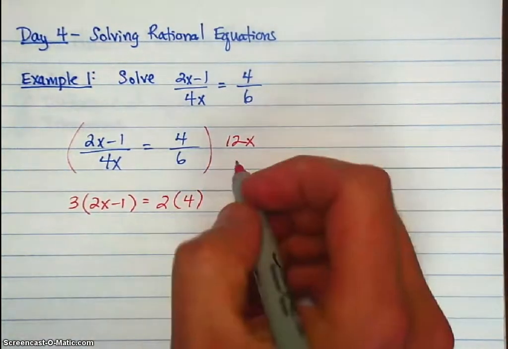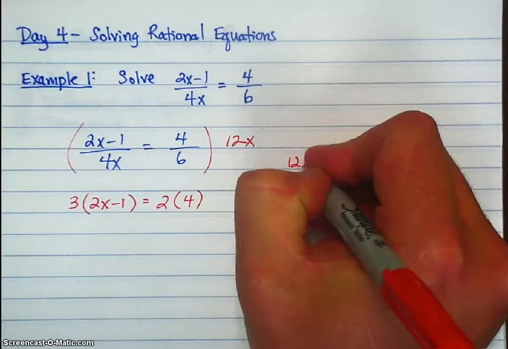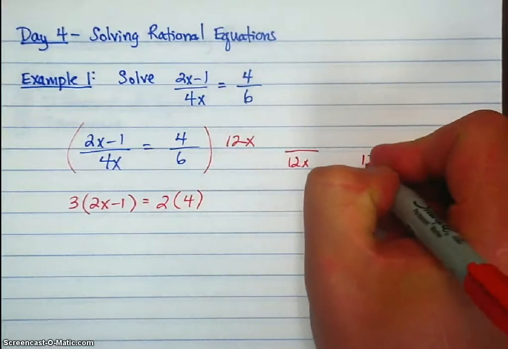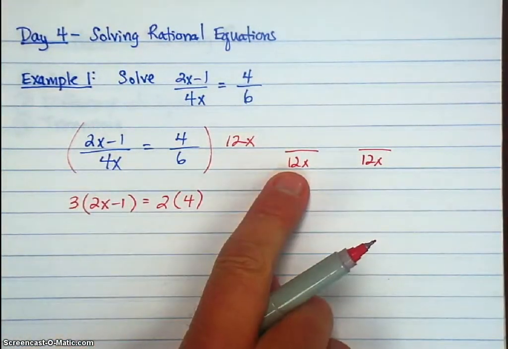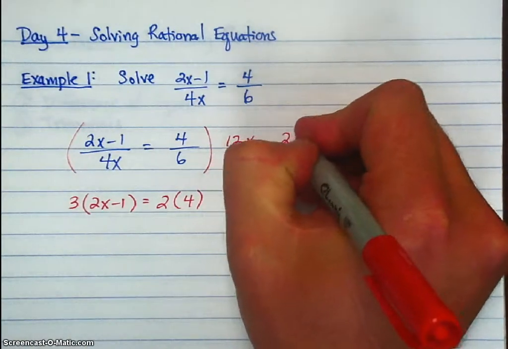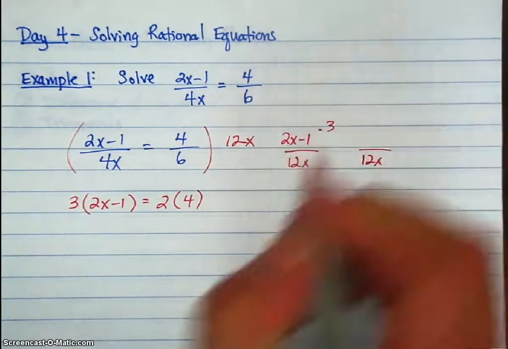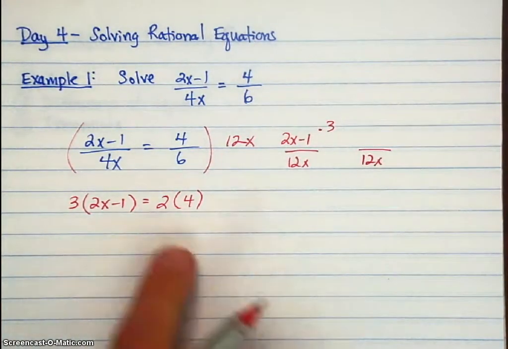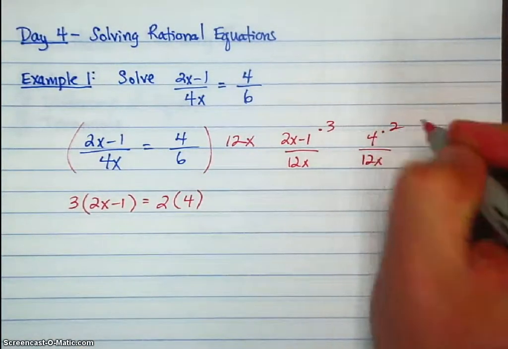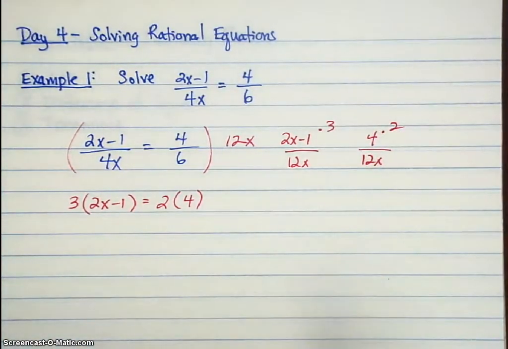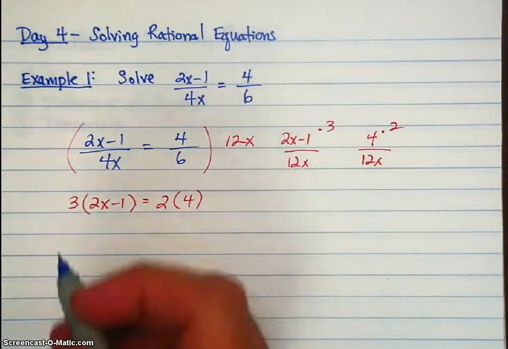Another way of looking at it is, if 12x is my common denominator for both of these, then from 4x to 12x I multiplied by 3, so that's what I have to do in the numerator, multiply by 3. And then to go from 6 to 12x, I multiply by 2x, and so that's what I have to do in that numerator. That's the same concept that we did when we were adding and subtracting fractions today in class. So now all we have to do is distribute and solve.